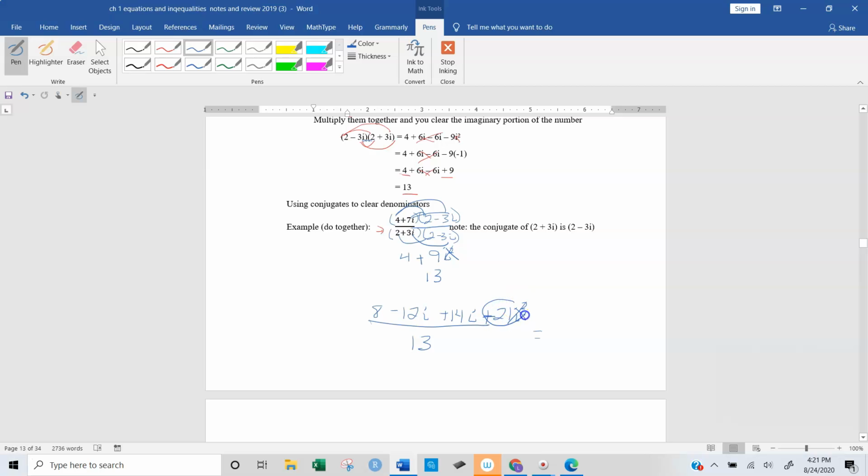And this is a real number, and this is a real number. So now I've got 29 here. Minus 12i plus 14i is going to be a plus 2i, all over 13. Now I'm going to check to see if anything can reduce. And there's nothing that goes into 29, 2, and 13. So that is done.